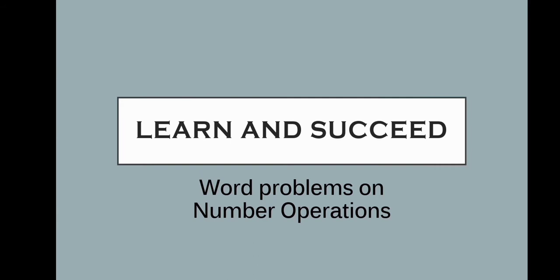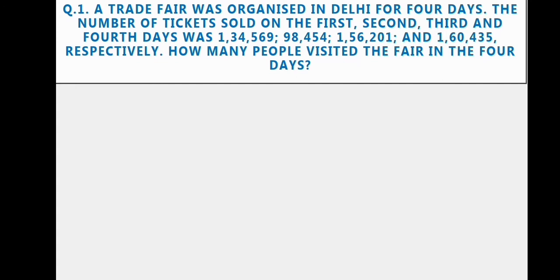In this video, you will see some word problems based on number operations. So our first question is, a trade fair was organized in Delhi for 4 days. The number of tickets sold on the first, second, third and fourth days was 1,34,569, 98,454, 1,56,201 and 1,60,435 respectively. How many people visited the fair in the 4 days?